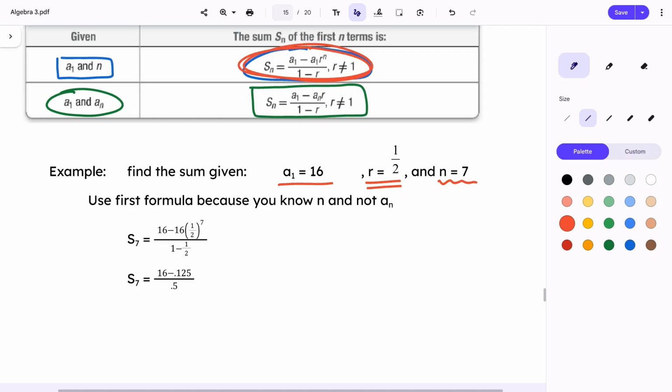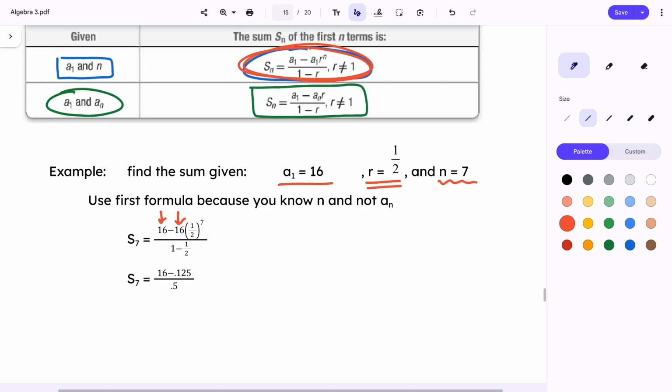So you can kind of see where they're putting these numbers. In for A1, they put the 16. They did that twice. 16 is here and here for the A1 pieces. Common ratio was 1/2, so that went into the parentheses, raised to the N power, which they're saying is 7. And then all over 1 minus 1/2.